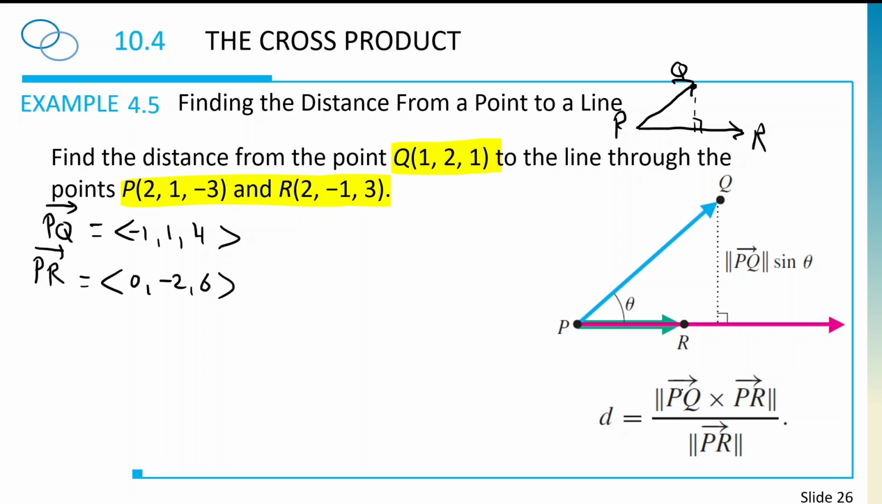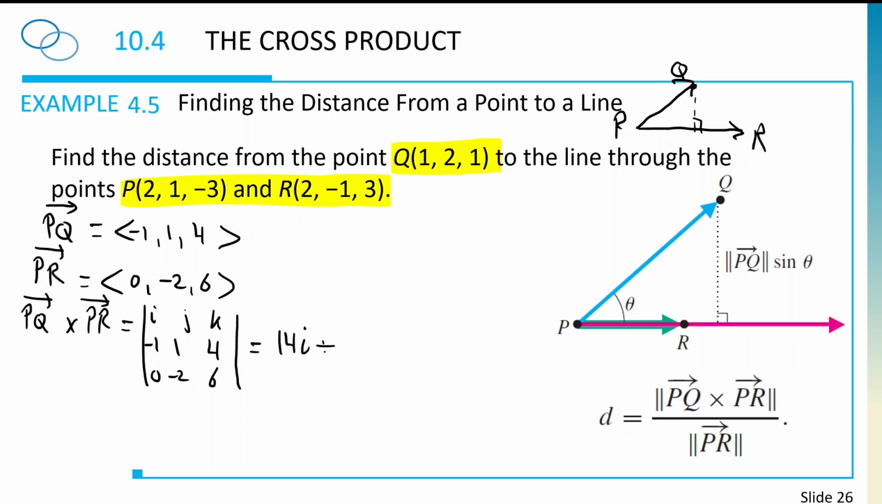Now I need to find the cross product. You see the order of operation? I prepared PQ alone, PR alone. Now I need to do their cross product. So the cross product of PQ cross PR equals, I need to build the matrix. So this is i, j, k. The first row is -1, 1, 4, and then 0, -2, 6. If I do the calculation, you can easily do that, I'm sure. So the cross product will be basically 14i plus 6j plus 2k.